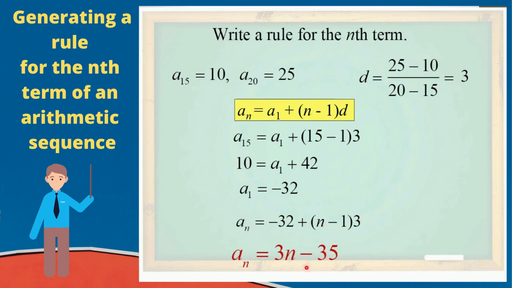So how did we get this? First, we are going to distribute 3 to each term inside the quantity. So 3 times n is 3n. 3 times negative 1 is negative 3. Negative 32 plus negative 3 is negative 35. So the rule for the nth term for this particular sequence is a sub n equals 3n minus 35.